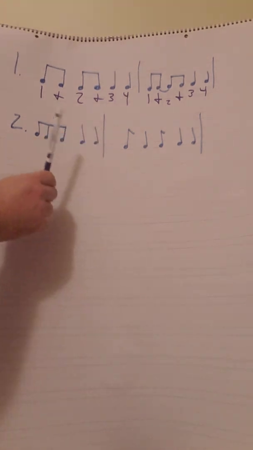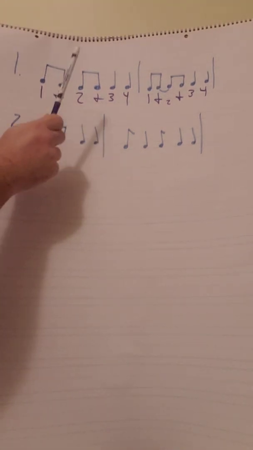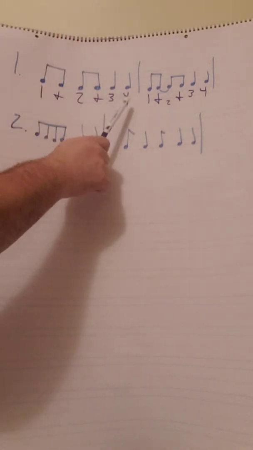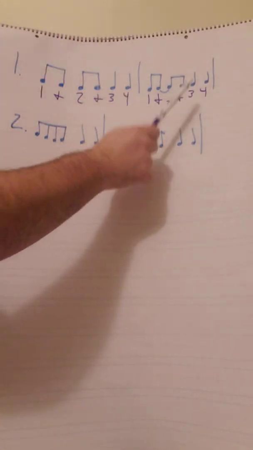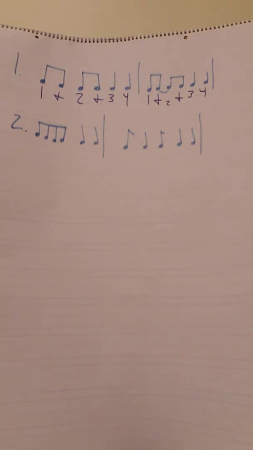1 and 2, okay, sorry, let's start over here. 1 and 2 and 3, 4. 1 and 3, 4. Okay? Easy peasy, right? All right.